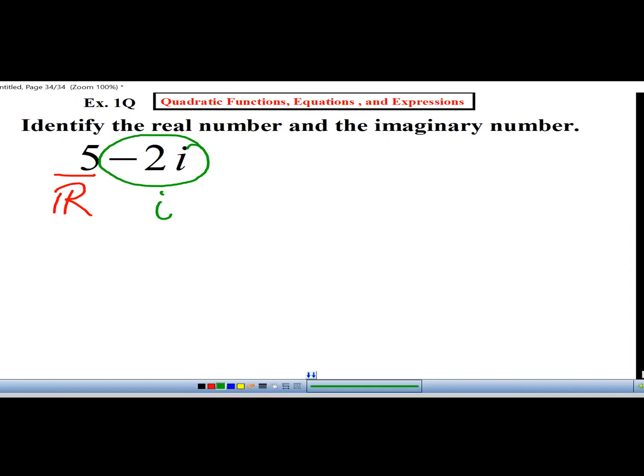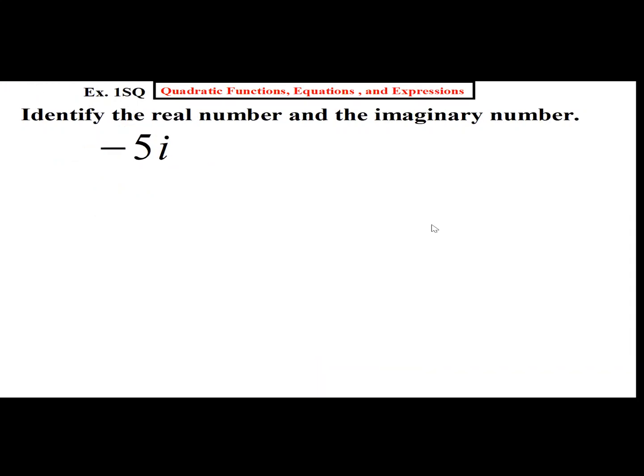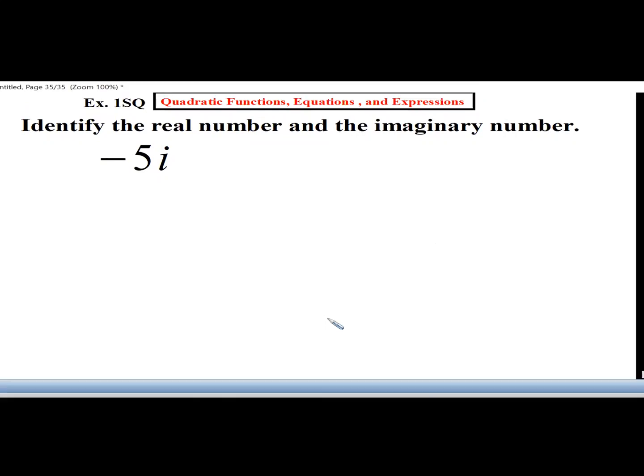It's going to go pretty quick. Copy this one. Example 1 super Q reads negative 5i. All right. Hayden, real number.